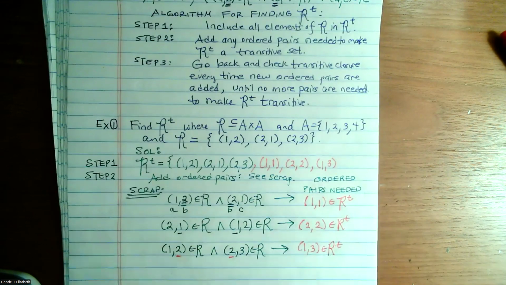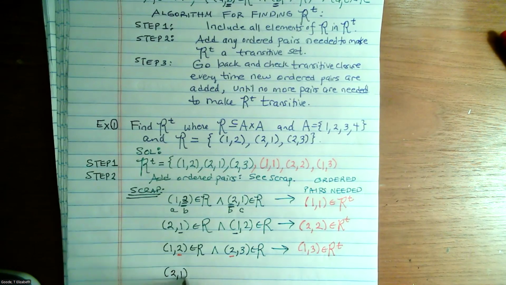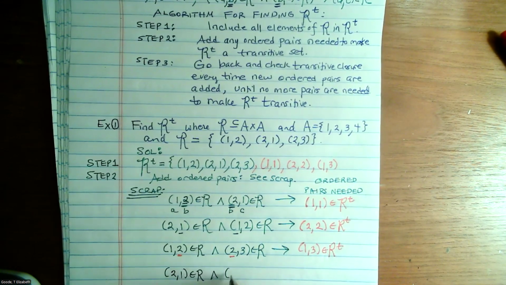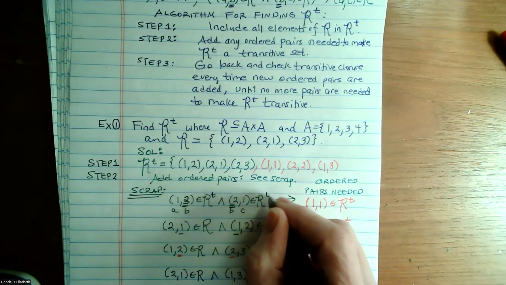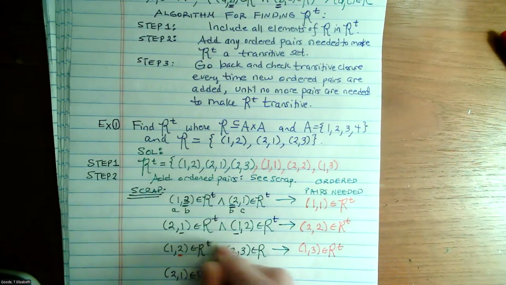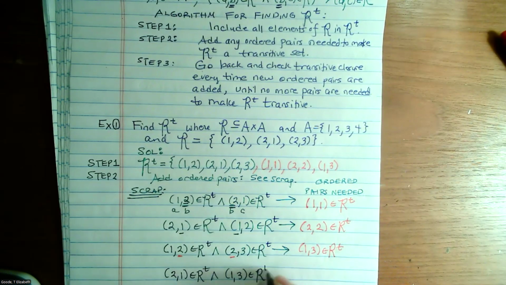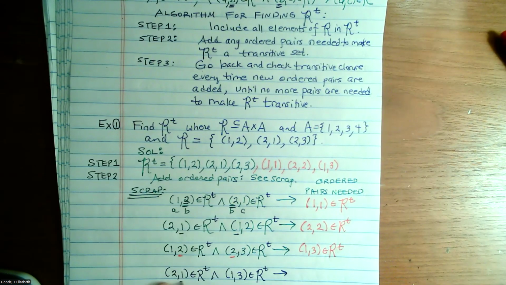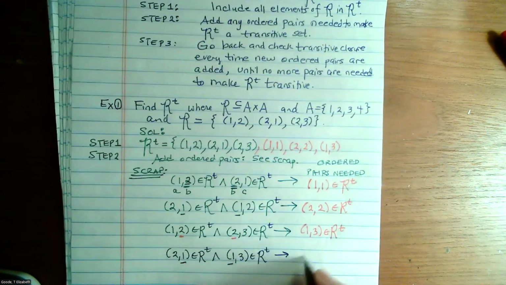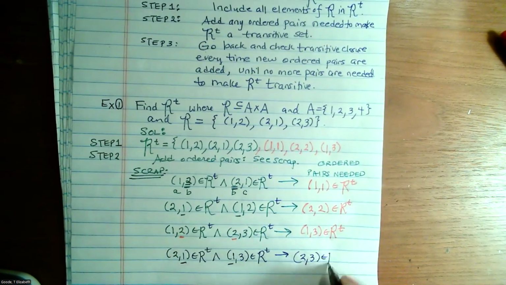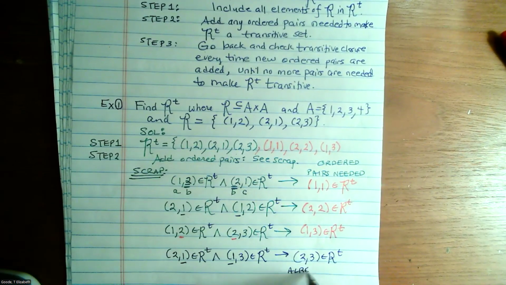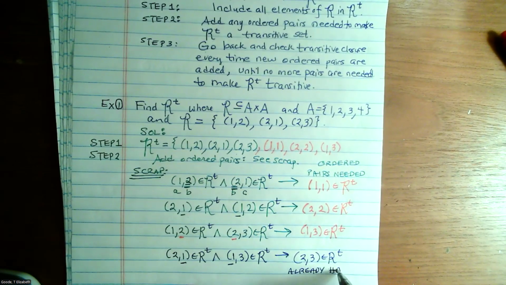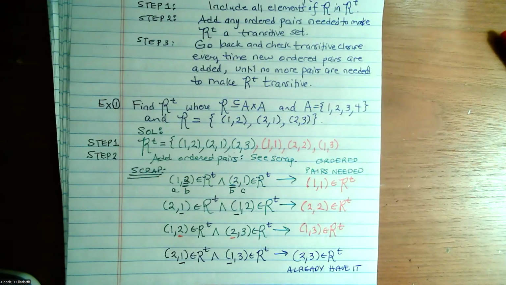Let's just check that. I'm going to put it in a slightly different color. (2, 1) is an element of curly R, and (1, 3) is an element of curly R. Actually, I should probably put T's on all of these because we're really looking in RT now. And that says we need to cross over on the 1 and put (2, 3) in curly RT. But we already have (2, 3) in there, you see? It doesn't hurt to check. It's good to be real careful and just check and make sure that you get everything that you need.